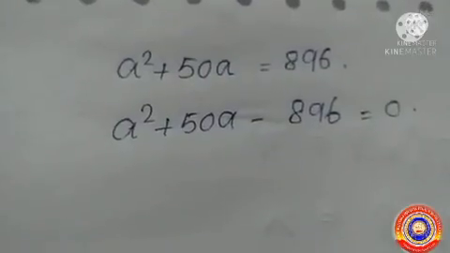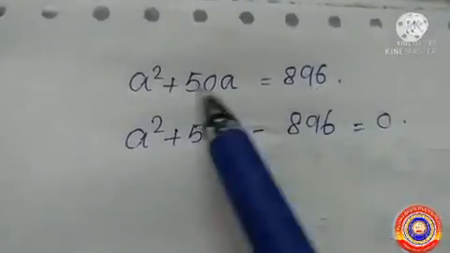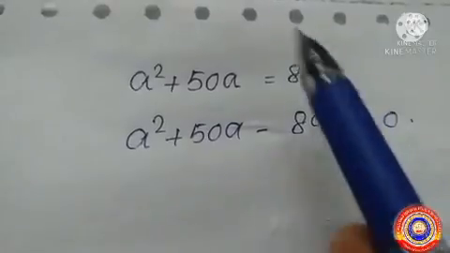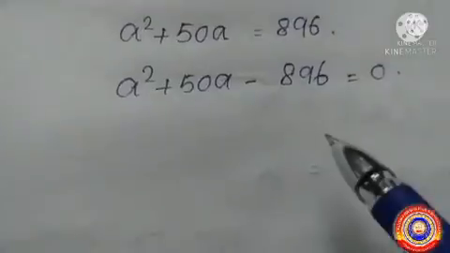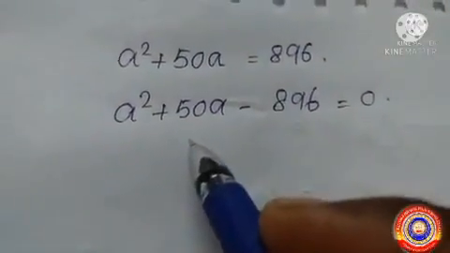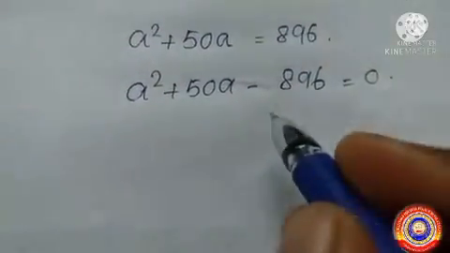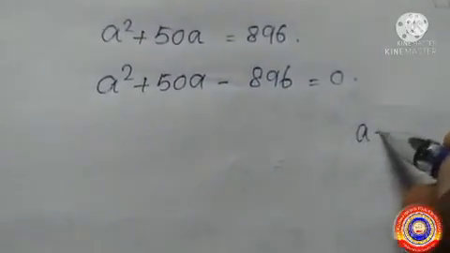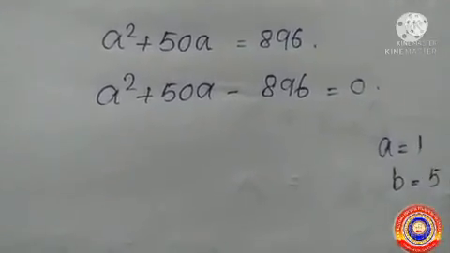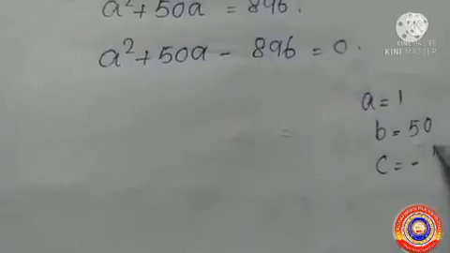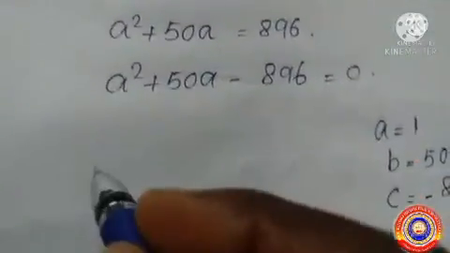Arranging this, we can write A square plus 50A equal to 896. It is a second degree equation. We have to convert it into general form. Then it becomes A square plus 50A minus 896 equal to 0. We already know the universal formula for finding the solution of this equation. Here A equal to 1, the coefficient of A square, and B equal to 50, the coefficient of A, and C equal to minus 896, the constant term.